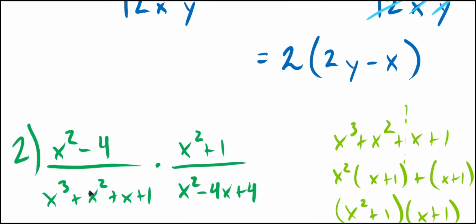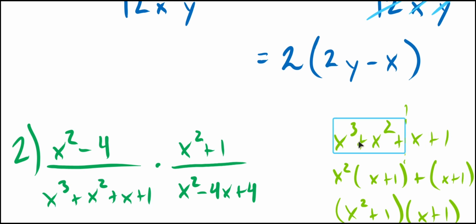Okay, here's our next one. We've got x squared minus 4 over x cubed plus 3x squared, times x cubed plus x squared plus x plus 1, times x squared plus 1 over x squared minus 4x plus 4. So the one of these that I think is kind of tricky to factor is this one, unless you remember how to factor by grouping.